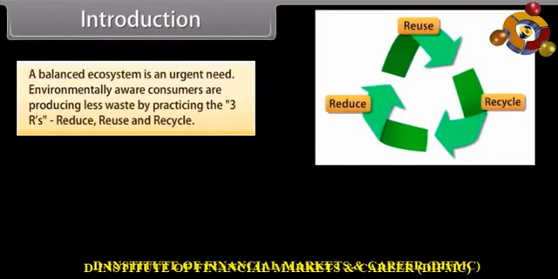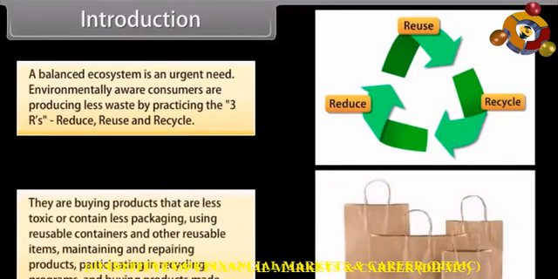Environmentally aware consumers are producing less waste by practicing the 3 R's: reduce, reuse, and recycle. They are buying products that are less toxic and contain less packaging, using reusable containers and other reusable items, maintaining and repairing products, participating in recycling programs, and buying products made from recycled materials.